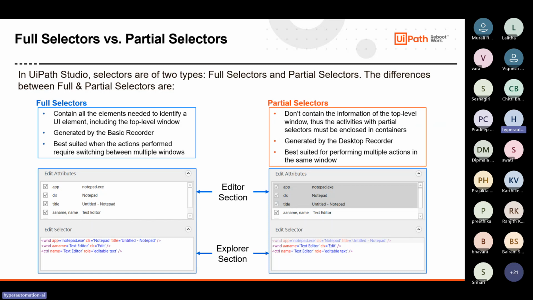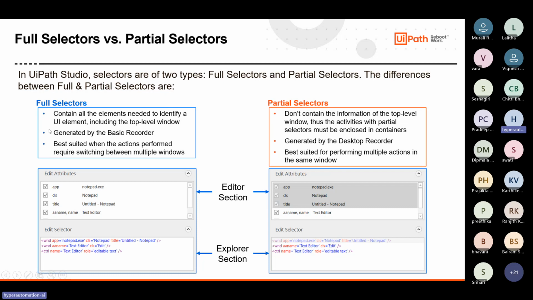We have full selectors and partial selectors. Partial selectors are utilized when you want to work on the same application. Let's say that I want to work on the same window and multiple actions are performed on the same window. Sorry, I have misspelled it. So when you want to work with something on the same application and multiple actions can be performed on the same application, we'll go with the partial selectors.